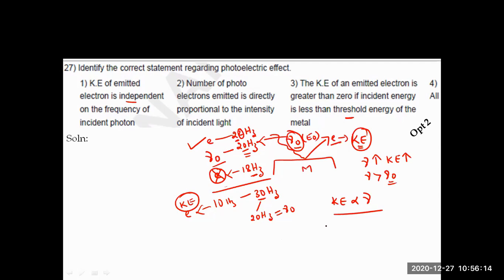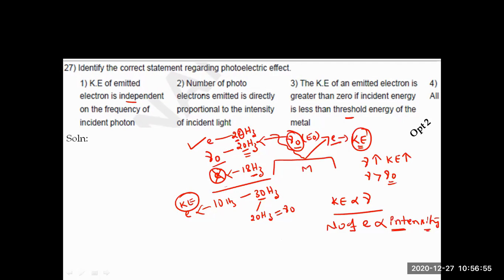And the number of electrons emitted in photoelectric effect is always directly proportional to the intensity of the radiation, because a radiation of high intensity possesses more photons. A high intense beam means it has more photons. So if a high intensity beam is used, more photons will be incident onto the metal surface, so more electrons will be removed. Now we'll take up the options. Kinetic energy of emitted electron is independent of the frequency. Is it correct or wrong?